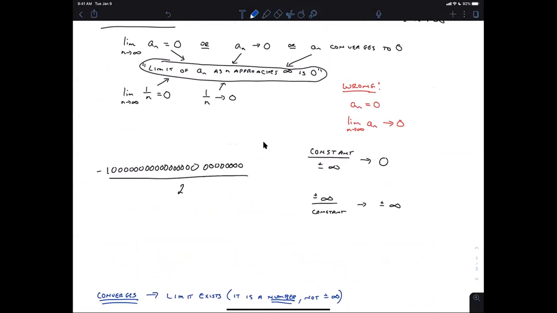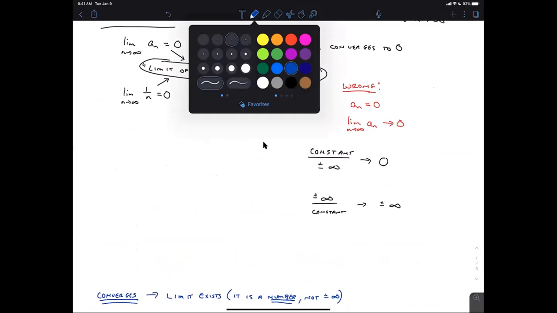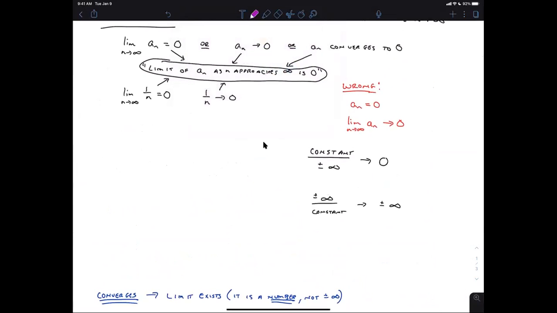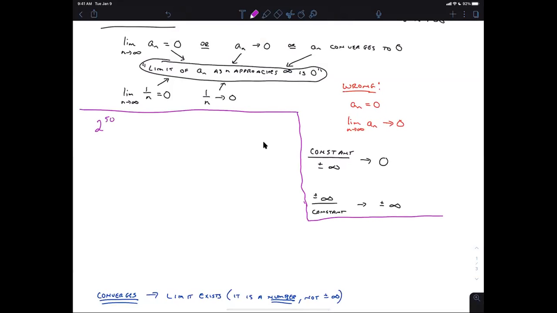So back up here, if we have a constant over infinity or infinity over a constant, we know what happens. What if we have something like this? We'll do these in purple to separate them. What I'm writing on this screen is just a thought process, not anything formal. But if I have like 2 to the 50, billion, trillion, quadrillion, whatever this is, what is that?